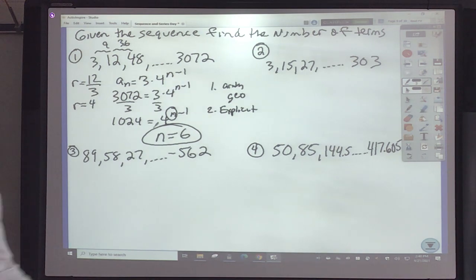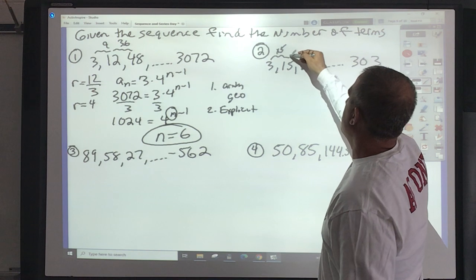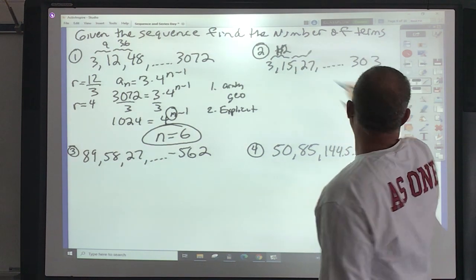Okay? All right? This one, the pattern here is times 5. Pattern here, I'm sorry, would be plus 12. And then here would be plus 12.